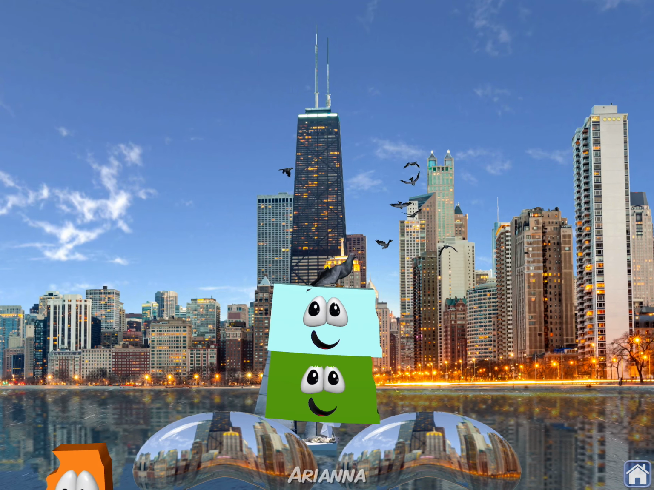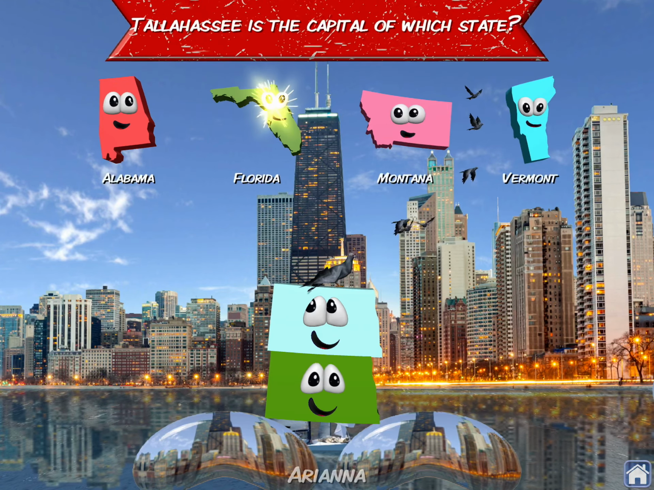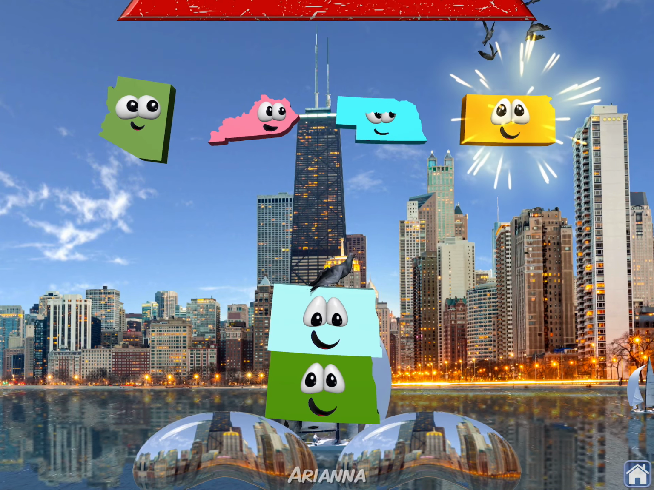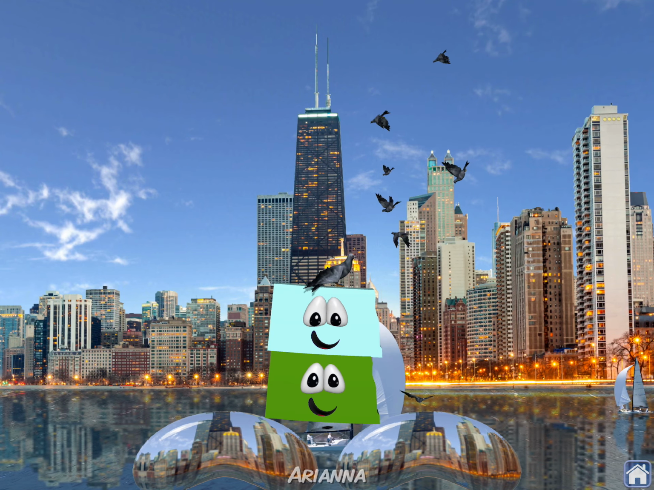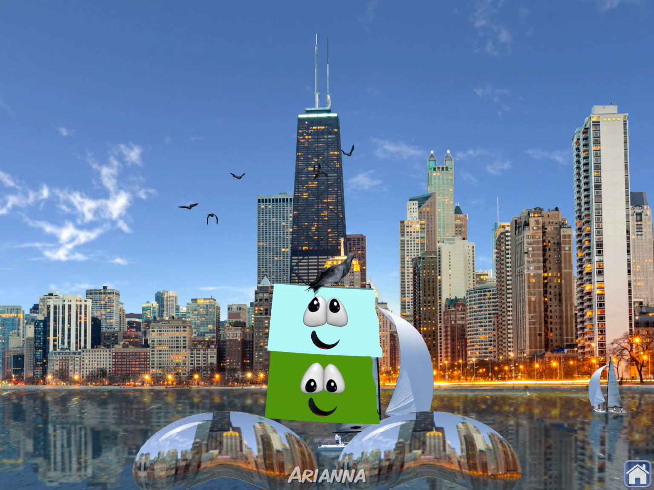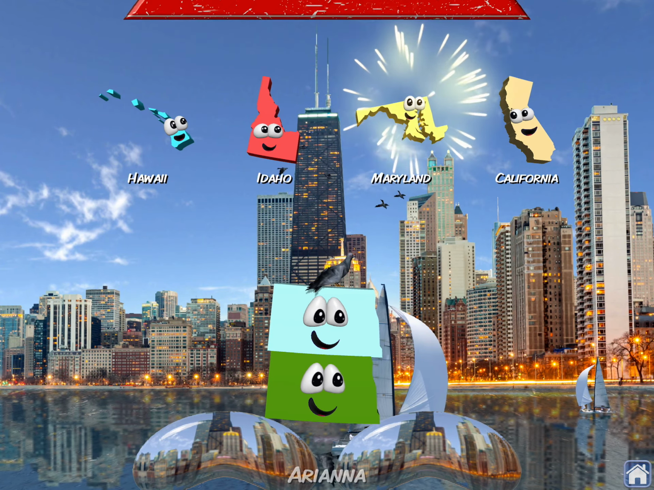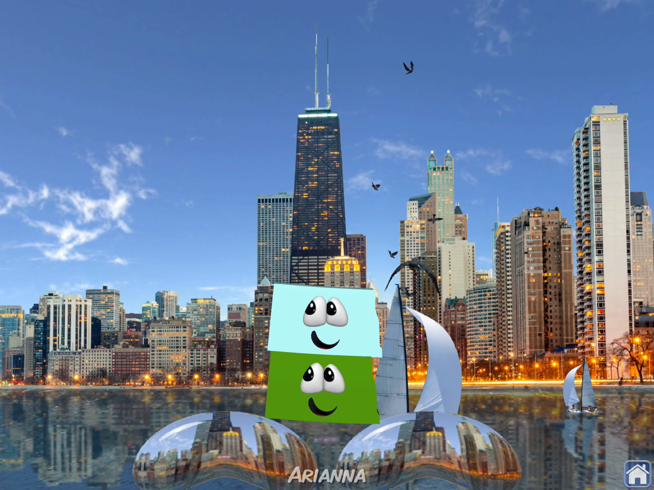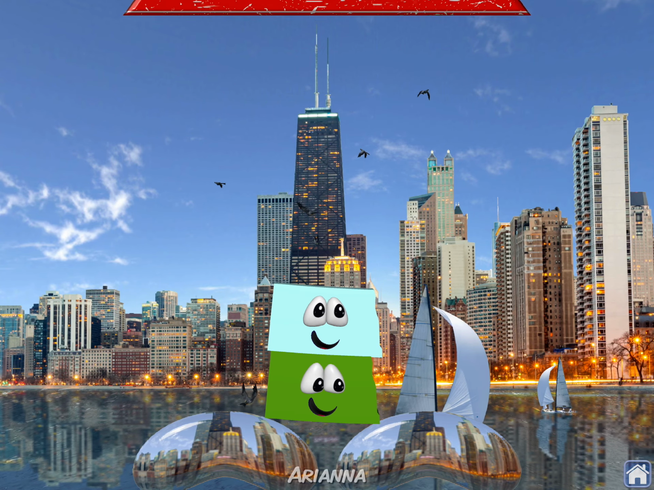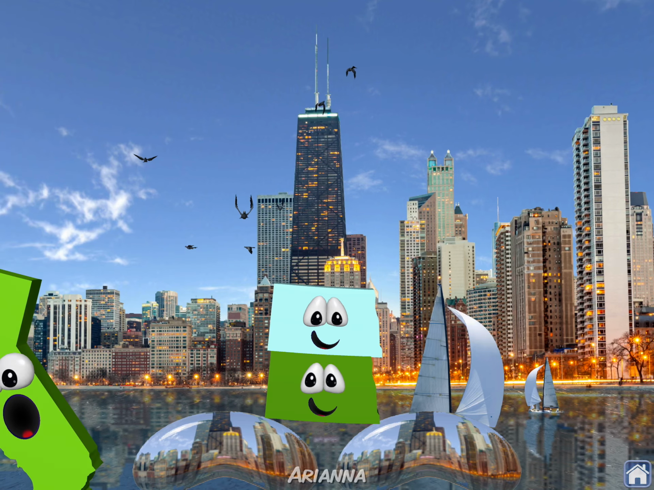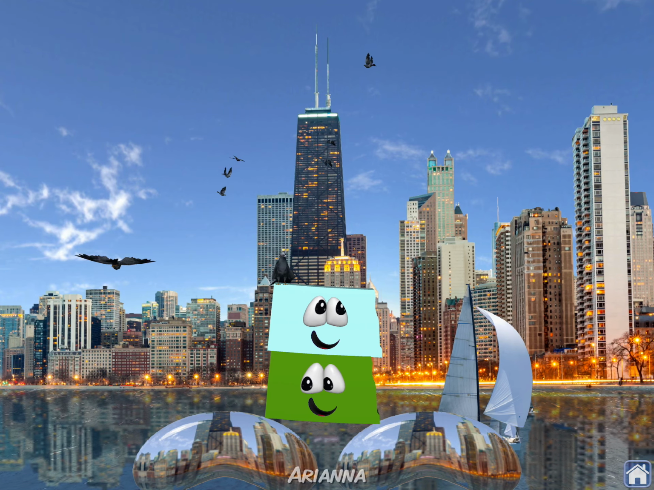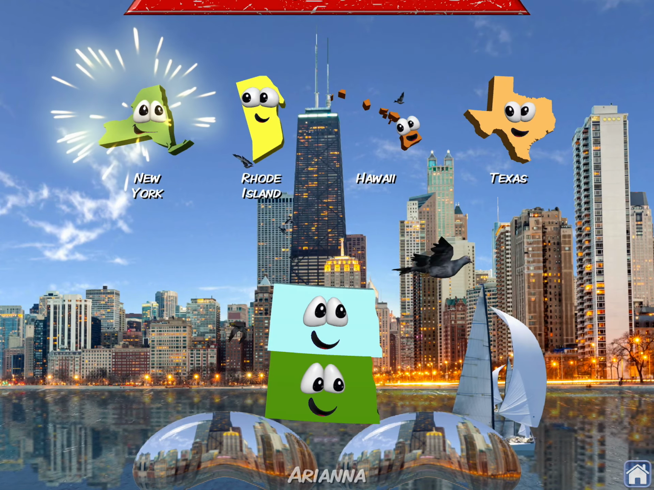Illinois. Tallahassee, Florida. Which of these states is? Which of these states? Which state borders the Atlantic Ocean? Maryland. Which of these? Which state? California. Boise is the capital of Idaho. Which state shares a land border? New York.